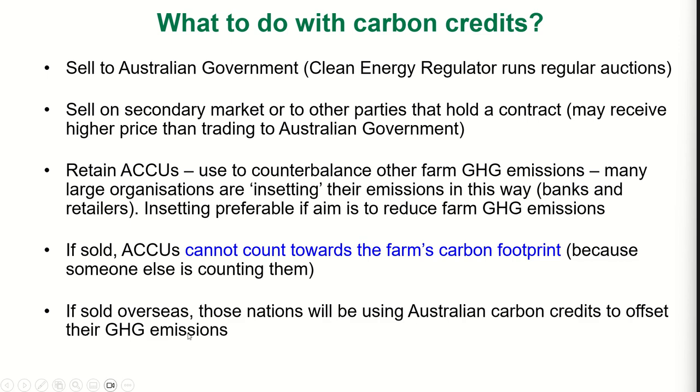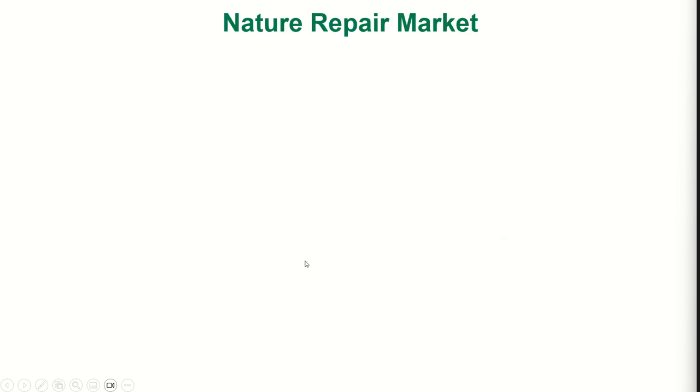If they're sold overseas, then the nation they're sold to will probably count them as part of their offsets, because they've purchased carbon offsets from us, so we can't count them as part of our national inventory, or even the forestry or the agricultural sector. So it has implications on accounting, and particularly industry targets where the carbon credits are sold.